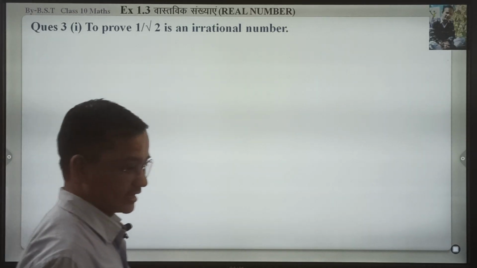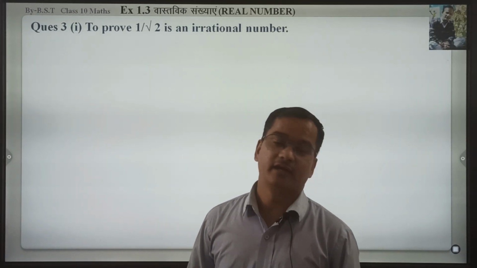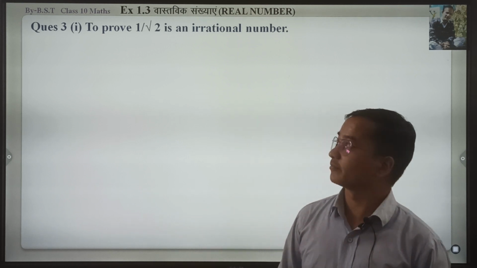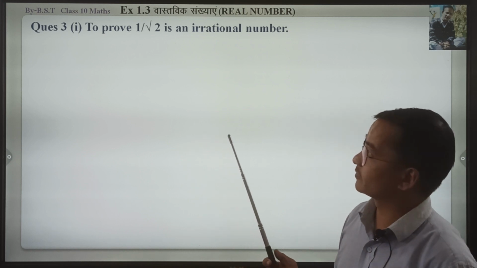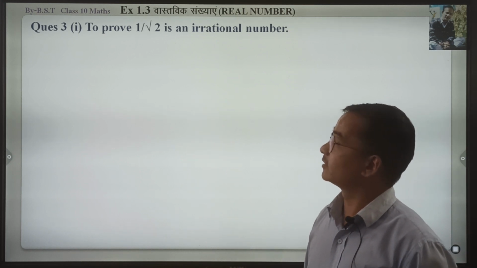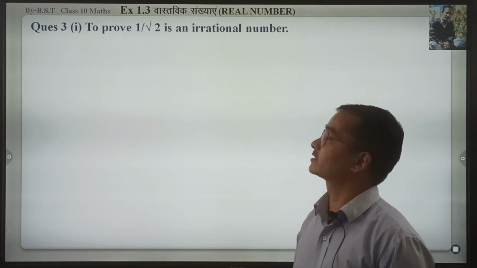Welcome students, class 10th math chapter 1st, real numbers exercise 1.3 question number 3rd, the first part of question number 3rd. We have to prove that 1 upon root 2 is an irrational number.